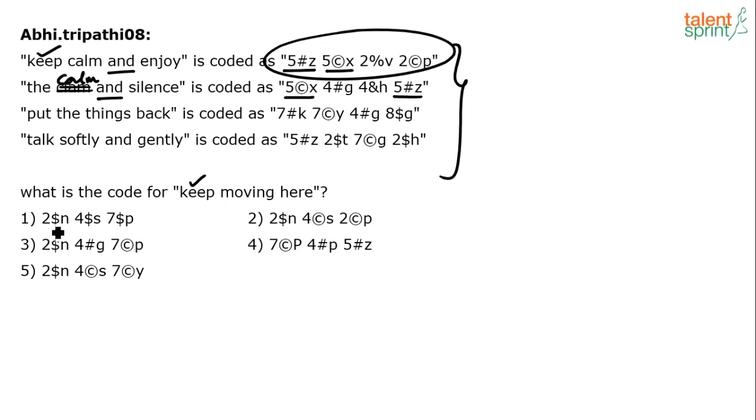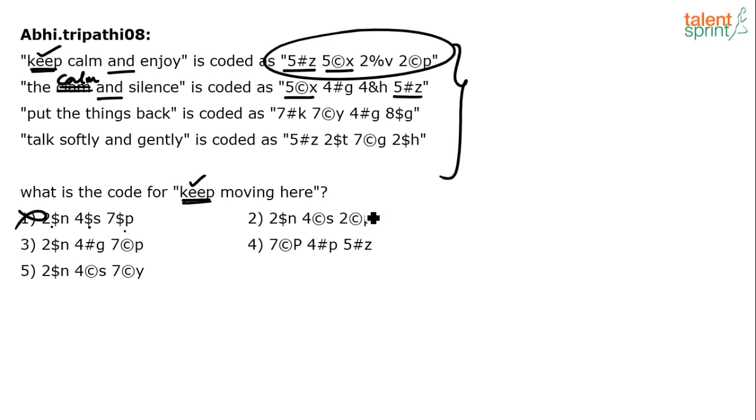First option is $2N, $4S, $7P. Now you see $2N, $4S, $7P. None of these are available in the first statement. You're able to follow? Since the word keep is common, there should be one of these 4 codes available in the answer. But when you look at the first option, $2N, $4S, $7P, dollar is not available at all in the first phrase. So this is eliminated.